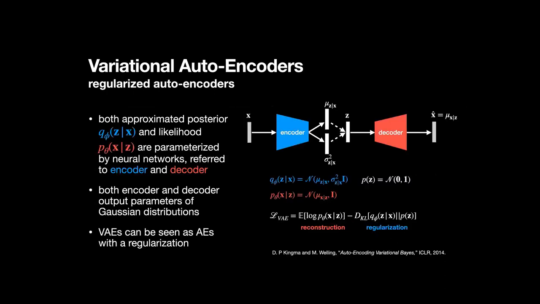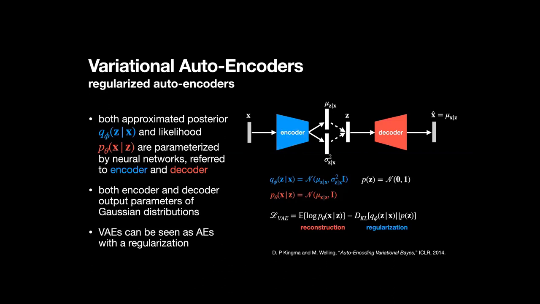In the context of VAE, it can be seen as a regularized autoencoder. Both the approximated posterior distribution Q of Z given X and the likelihood P of X given Z are parameterized by neural networks, referred to as the encoder and decoder respectively. On the right-hand side, we can see that from a higher level perspective, it is basically an autoencoder. We have a data input X, we go through the encoder to get the bottleneck intermediate feature representation Z, and then from it we reconstruct the data X.